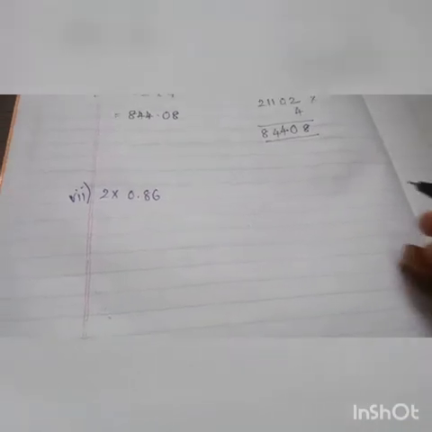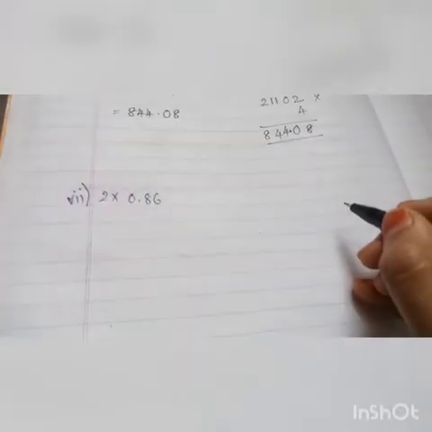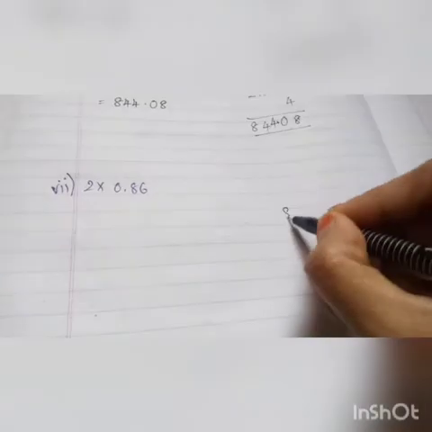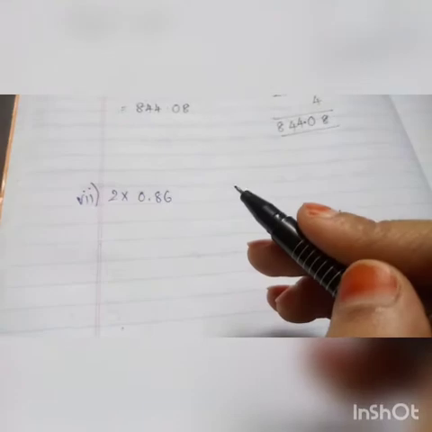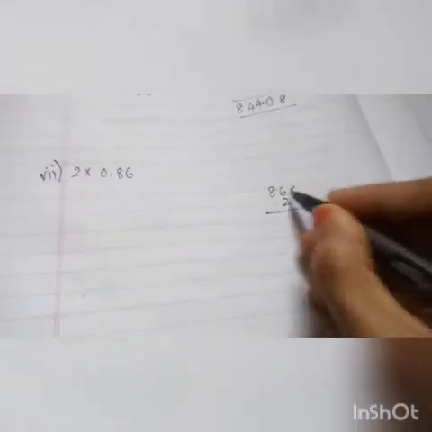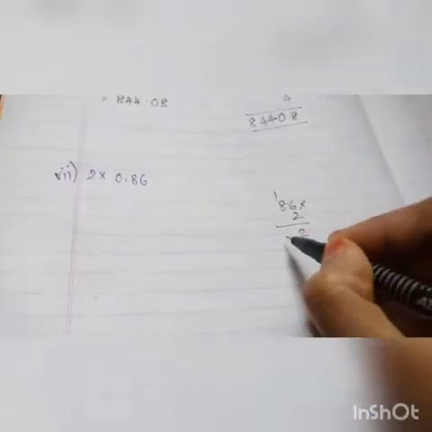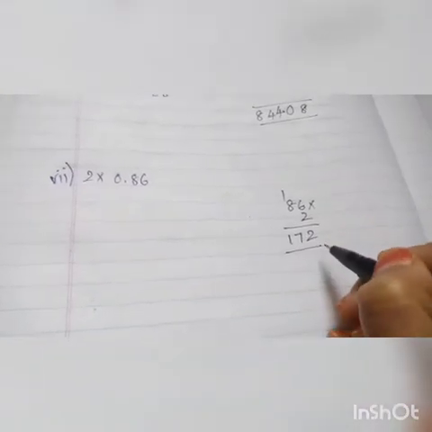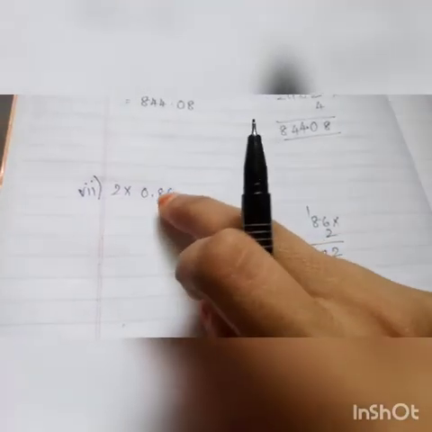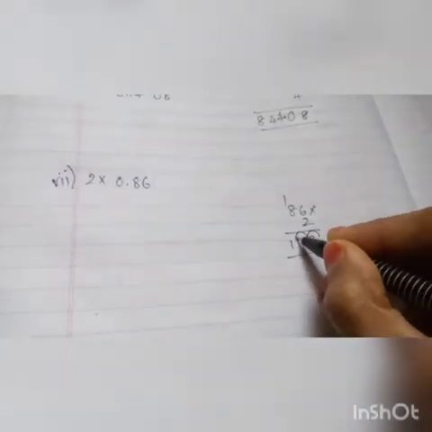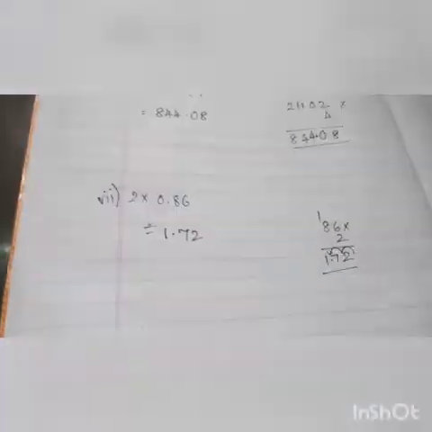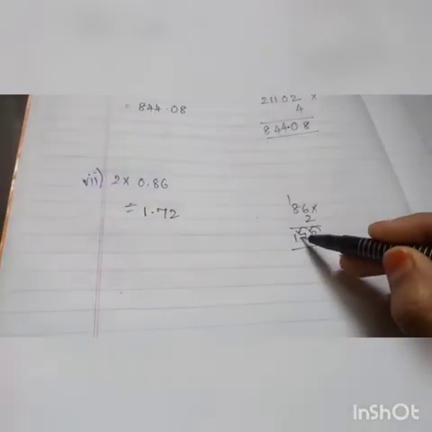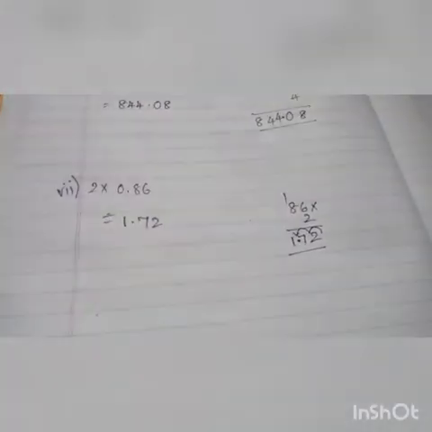Next, seventh question. 2 into 0.86. So how will you multiply? 86 into 2. 0.86 without the decimal point, how will you write? 86. So 86 into 2. 6 2s are 12. 8 2s are 16. 17. So 172. So after how many digits is the decimal point here? 2 digits. You keep it here. So 1.72 is your answer.